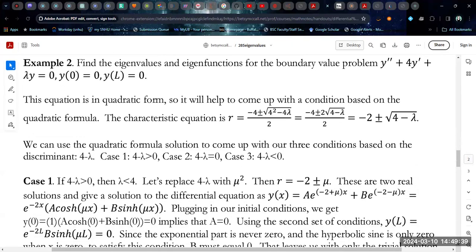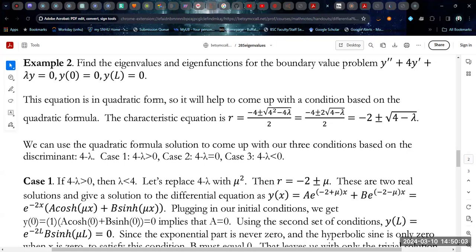Now, let's look at a second example, and we'll go through the same steps. This one is a little bit more complicated, but fundamentally, the same idea is at play. So we're going to find the eigenvalues and eigenfunctions for the boundary value problem, y double prime plus 4y prime plus lambda y equals 0. And we have the same boundary conditions we had before.